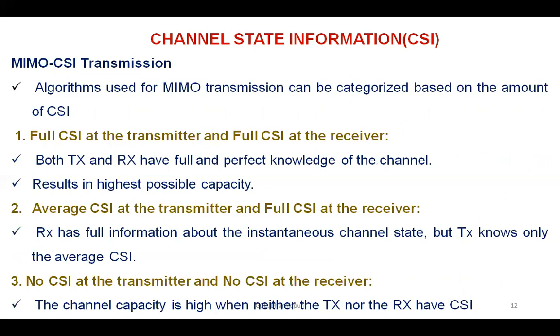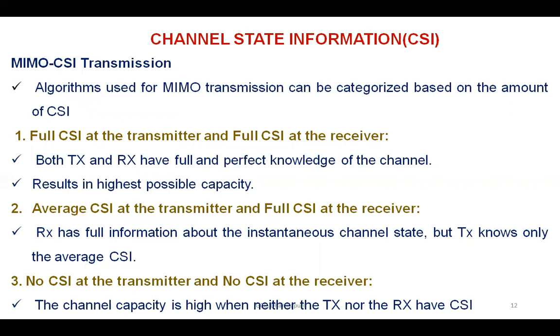The MIMO CSI transmission: in MIMO, how is the channel state information implemented? The algorithms used for MIMO transmission can be categorized based on the amount of CSI. The first one, full CSI at the transmitter and full CSI at the receiver. Both transmitter and receiver have full and perfect knowledge of the channel, resulting in the highest possible capacity.